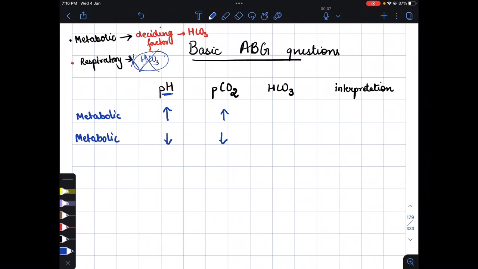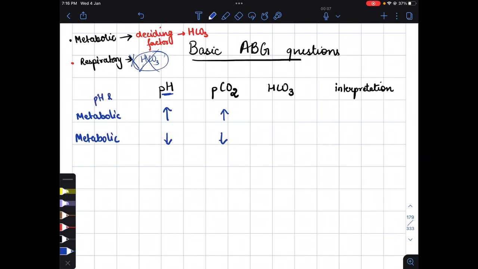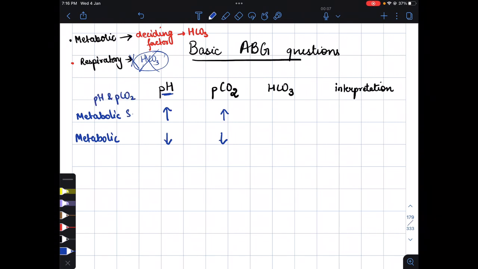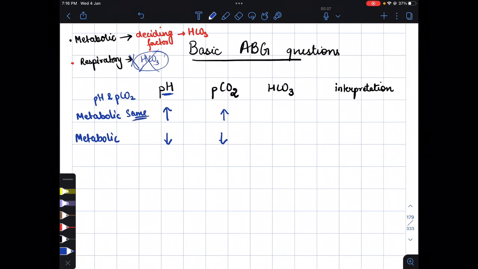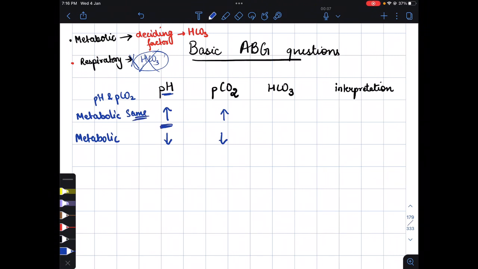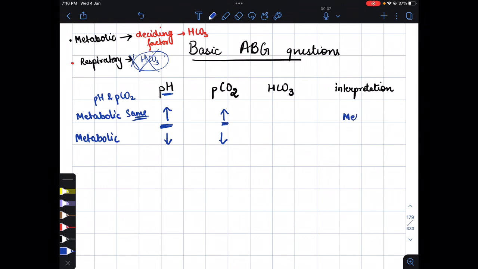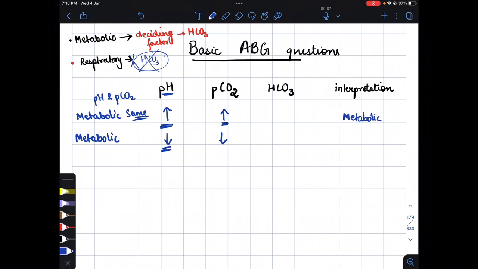How can we remember? The sign of pH and the sign of PCO2 are the same for metabolic cases. Here, as we can see, the pH level and the partial pressure of CO2 both are increasing, so this is a case of metabolic. In the second case also, if pH is decreasing and partial pressure of CO2 is also decreasing, then also it is a case of metabolic.